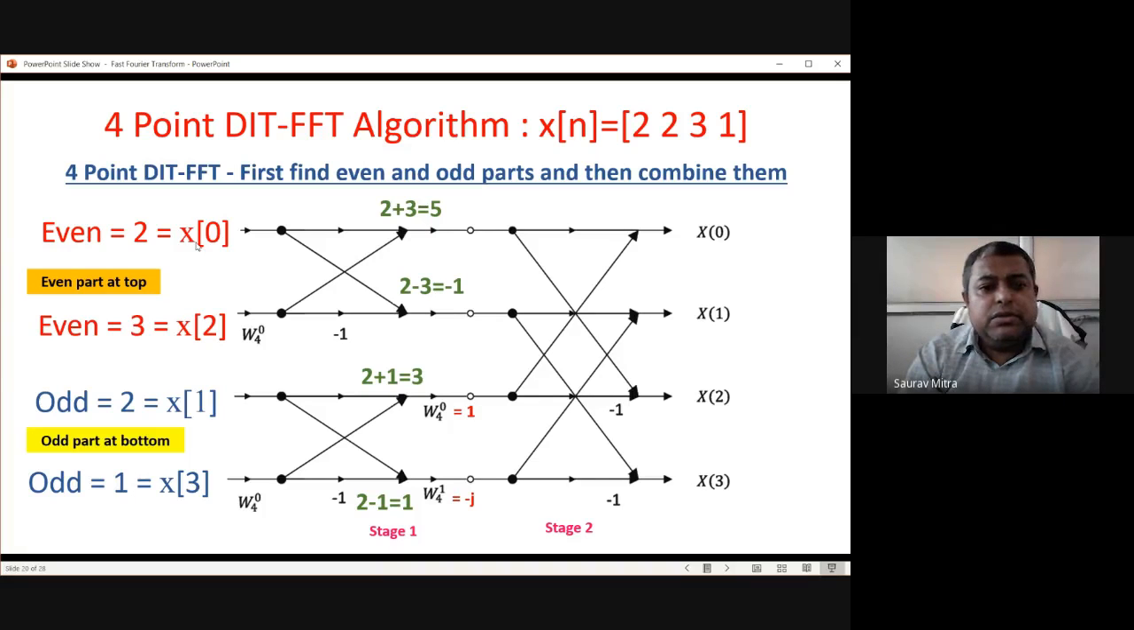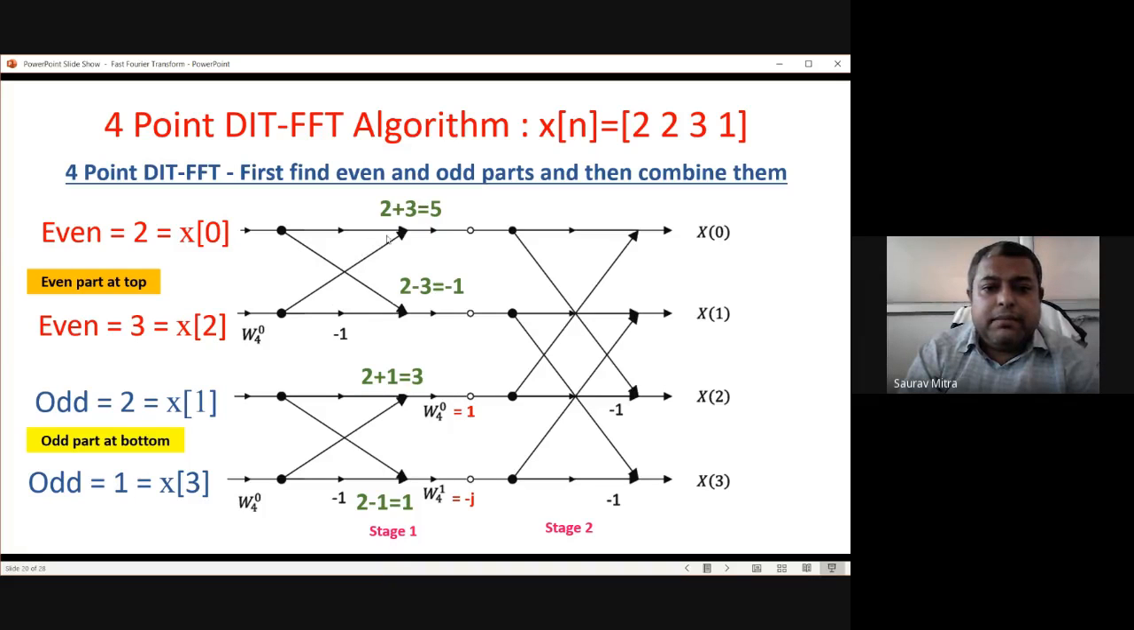And next, even 2. So x0 is 2 and x2 is 3, and there is a minus 1 here. Don't mistake this minus 1. There are 4 minus 1 in this algorithm, here, here, here, and here. Okay, you should not mistake this. There are 4 minus 1 in this algorithm. Okay, so this is x0 and x2.